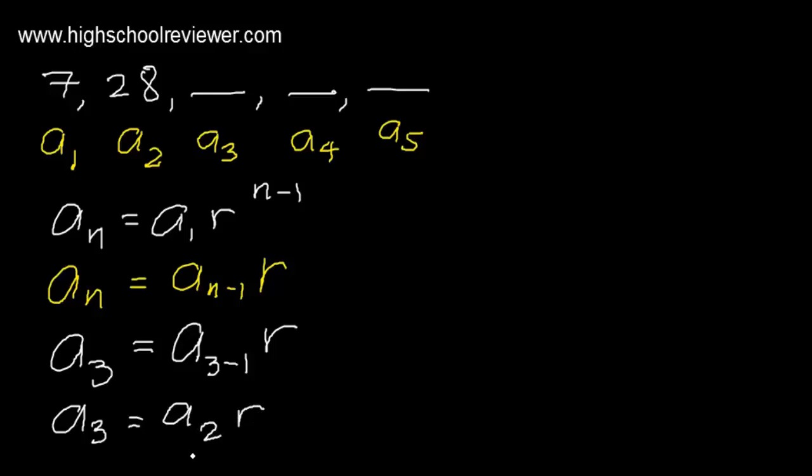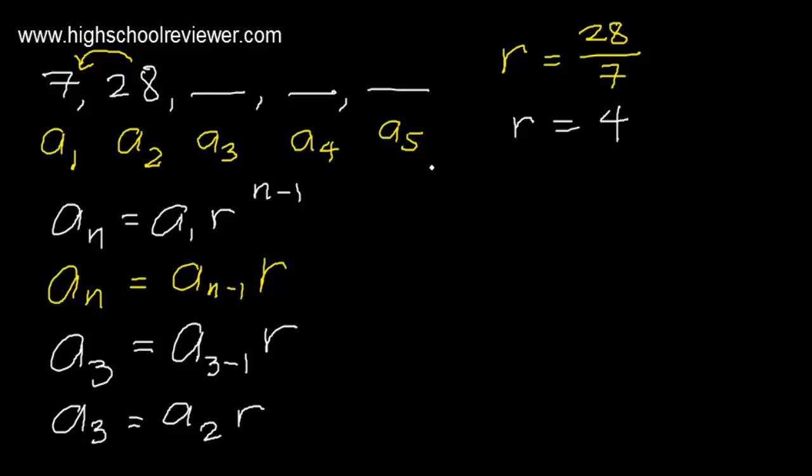Now we have the value for a sub 2, but we do not have the value for r. So to find r, the formula for r is the common ratio of 2 consecutive terms. We have here 28 and 7, they are consecutive. So to find r, we will just divide 28 by 7. Okay. So 28 divided by 7, our r here will be equal to positive 4.